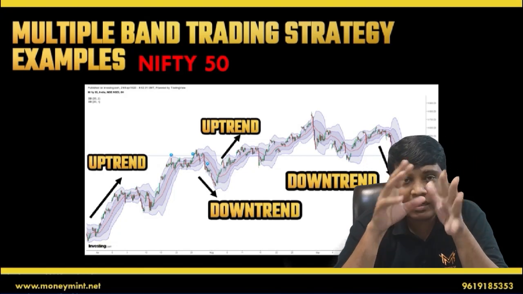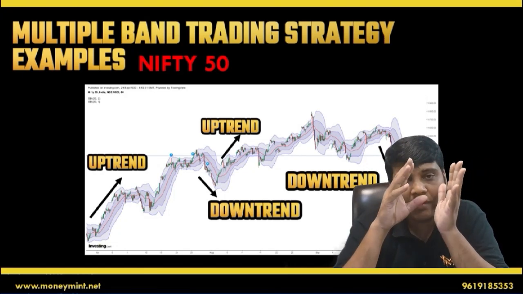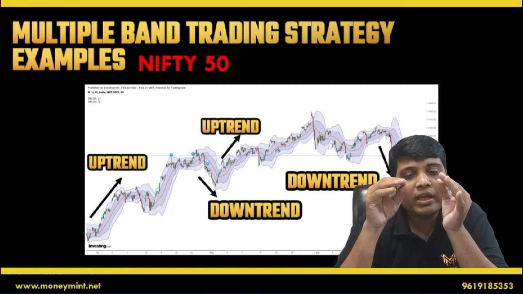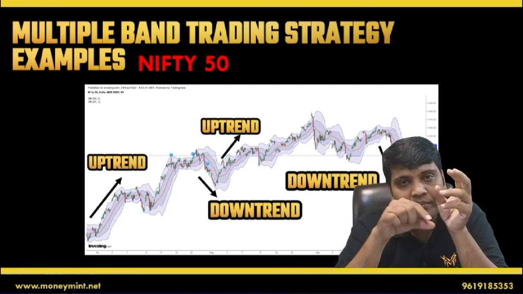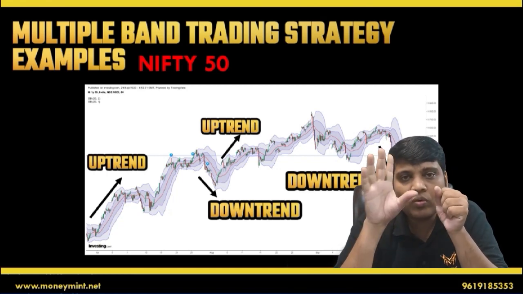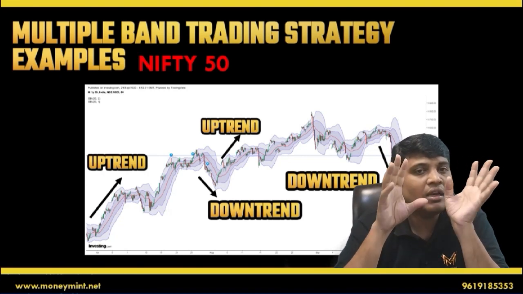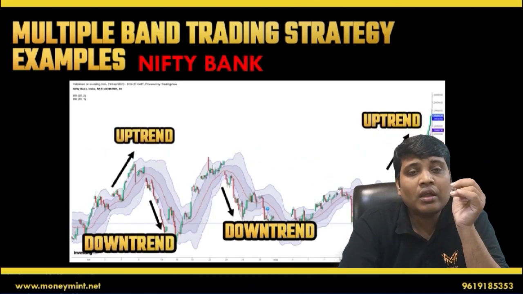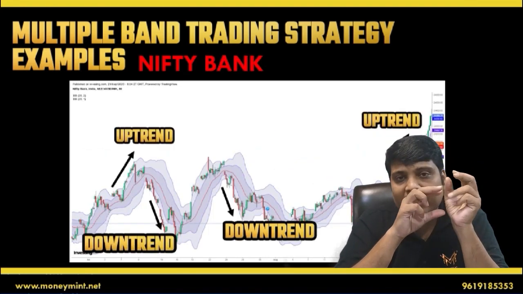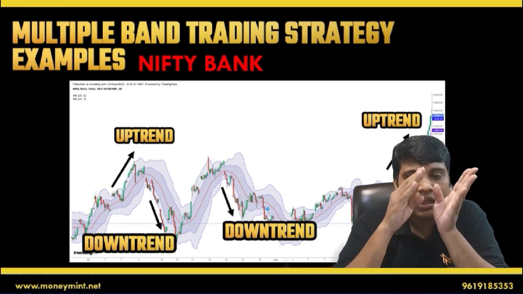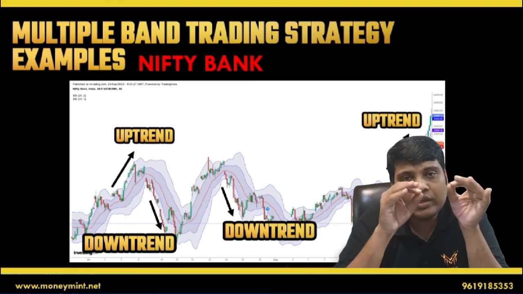Now when the market turns downward, when it goes into a downtrend, the market has a tendency to keep going down. Whenever it is moving in the lower Bollinger Band, the market will have a tendency to move downward. This is how the market moves in uptrend and in downtrend. Now let us take the Nifty Bank example. Again, you see the same structure. Here the market is continuously moving in the uptrend, then in the downtrend, then in the uptrend. So the market will move in both directions.